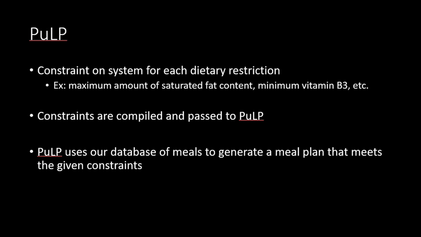In using Pulp to optimize meal plans, we create a constraint on our system for each dietary restriction, whether it be a maximum allowed saturated fat content, minimum vitamin B3, etc. These constraints are all compiled, and Pulp creates the best solution to this linear programming problem. It uses the dietary information from our large sample of available meal plans as puzzle pieces to solve it.